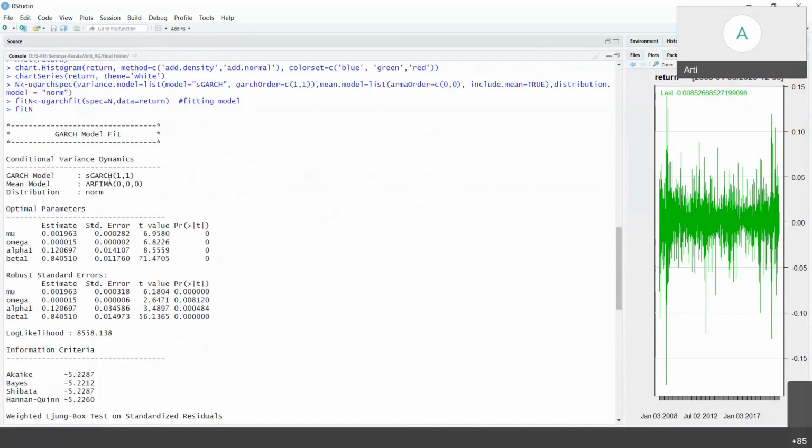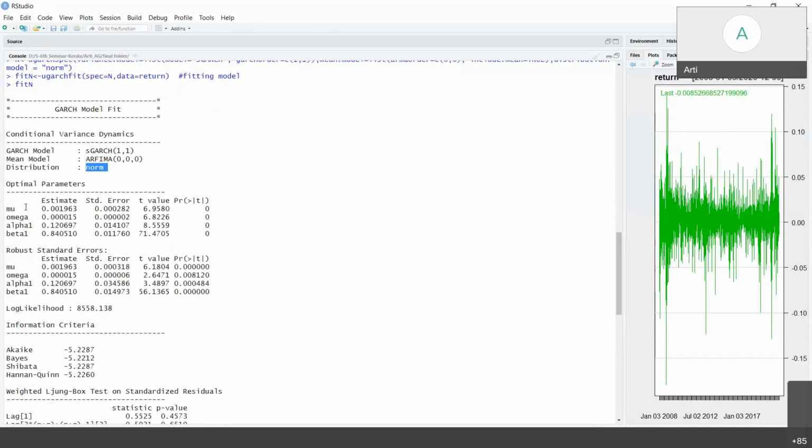My GARCH model is a standard GARCH 1-1 model. The mean model is a constant mean model because all the ARIMA terms are zero. The distribution model is a normal distribution, which I have used in my data. Now these are the optimal parameters: mu, omega, alpha and beta. Mu stands for, if you remember the mean equation, R_t equals a naught plus square root of h_t times error term epsilon_t. So mu specifies the a naught, the constant excess mean in the return equation.